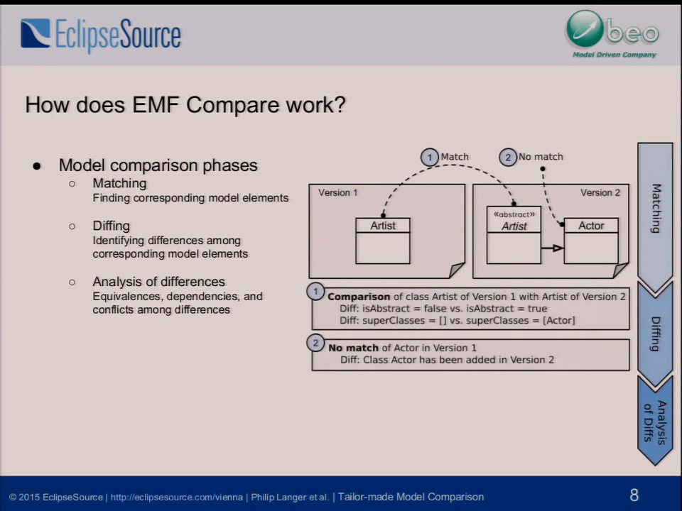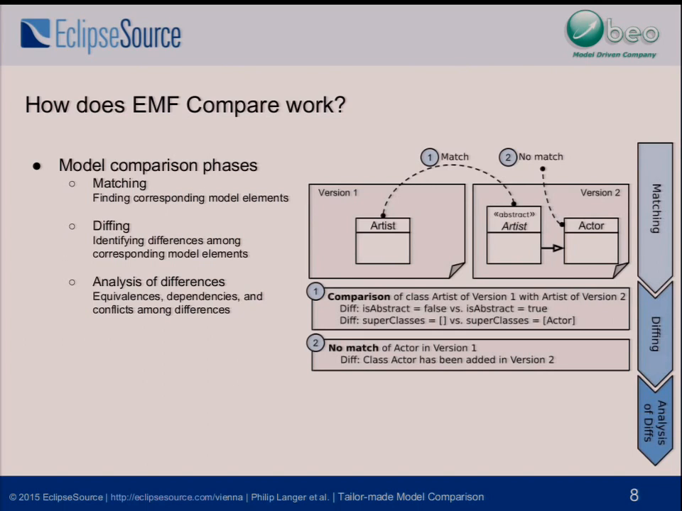So with this information we go to the next phase, the diffing phase, and in this phase the goal is to identify all the actual differences that are between each pair of the corresponding model elements. So basically we iterate through all corresponding model element pairs and do a fine-grained evaluation of the differences. That is easily possible because we just have to step through all the features of the respective type of the model element and then compare the values.